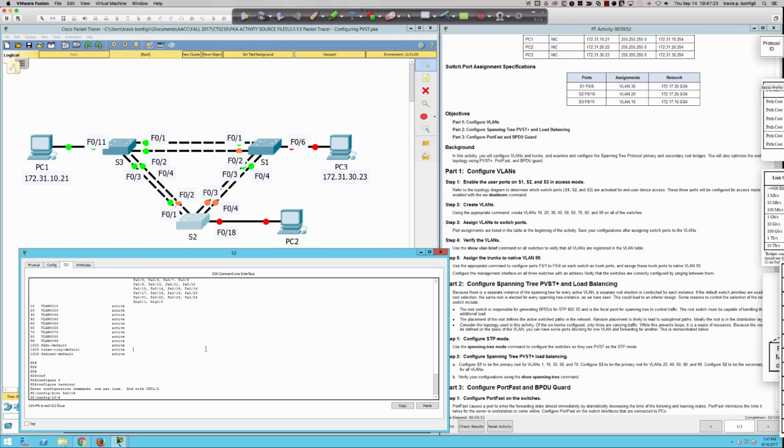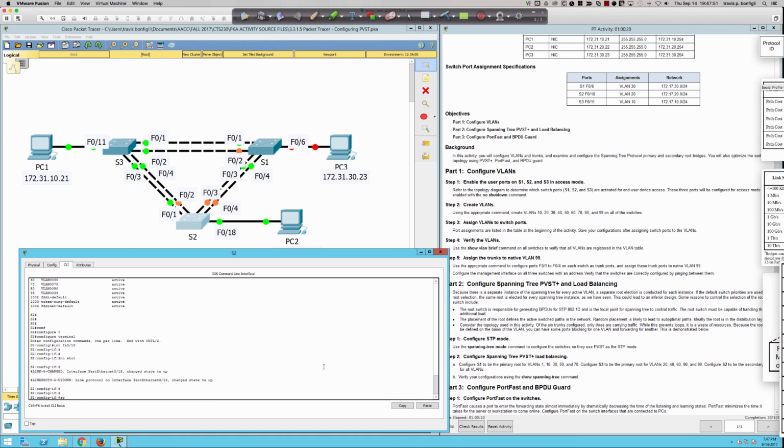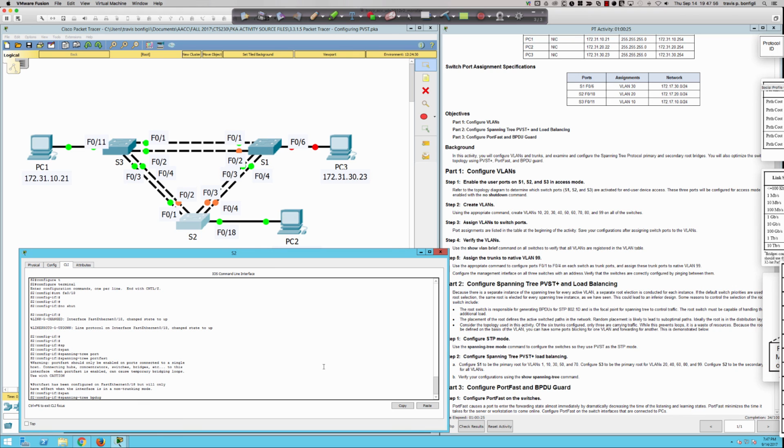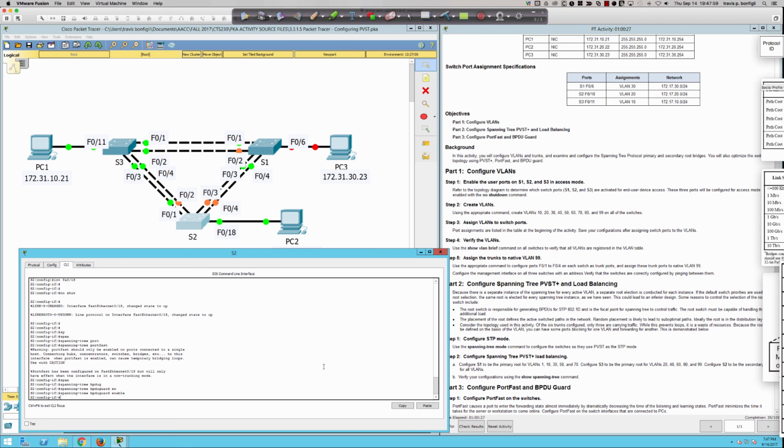In fact, with switch 2, what if I do this? No shut. Did the switch port transition to green immediately? And the answer is no, right? You can see it did now, and that's way quicker than it would do on a regular Cisco switch. But the reason it didn't is because Packet Tracer is doing its pseudo listening and learning before it transitions to the forwarding state. So we up the port, but we're going to say spanning-tree portfast, and then we're going to say spanning-tree bpduguard enable.